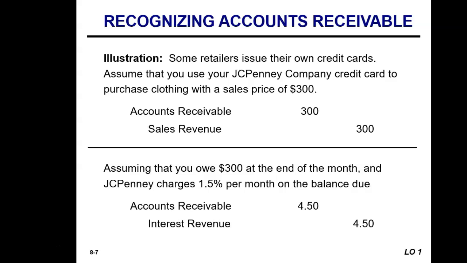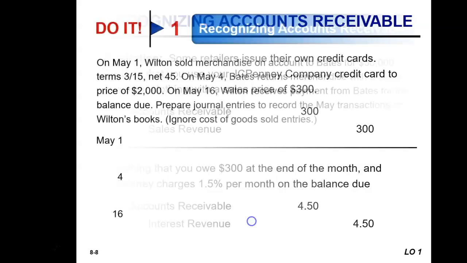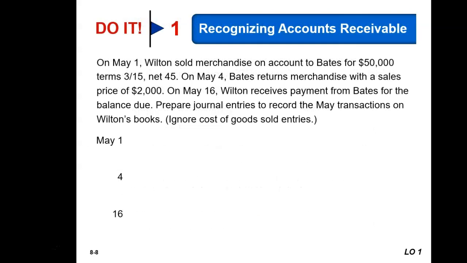So this is the transaction made by JCPenney. They're recording the actual sale here. And here they're recognizing the interest they have earned by you using that JCPenney credit card: debit accounts receivable, credit interest revenue. Okay? Let's go through a Do It transaction.